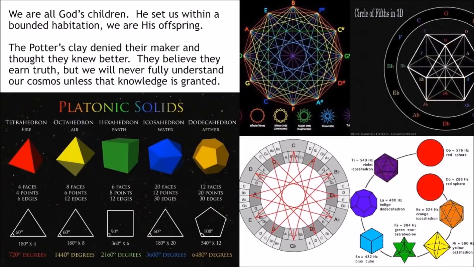We are all God's children. He set us within a bounded habitation, and we are his offspring. The potter's clay denied their maker and thought they knew better. They believe they earn their truth, but we will never fully understand our cosmos unless that knowledge is granted.